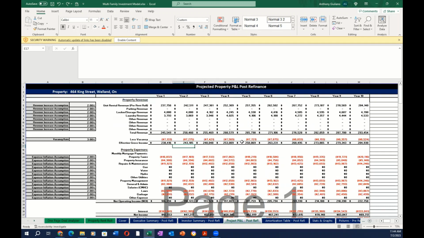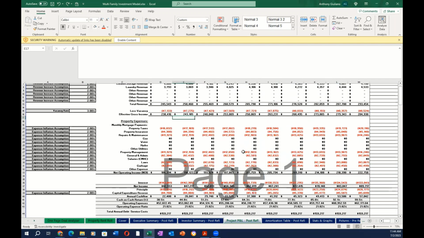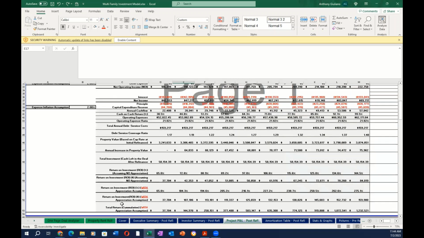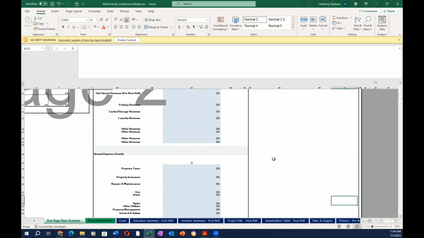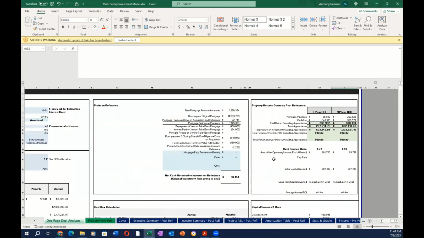As you change your expenses, you're able to grow, you're able to have an automated 10-year projected P&L, and you can see how that impacts all of your property ratios, which I'll go through in a lot more detail when I do the full tab review. Okay, so now we've finished all of our inputs.